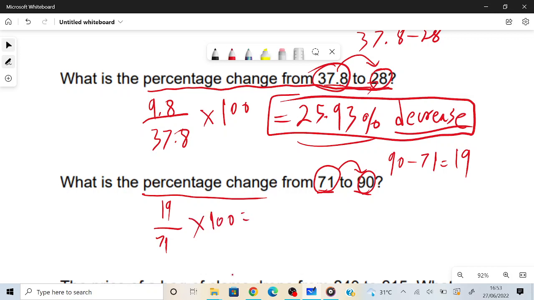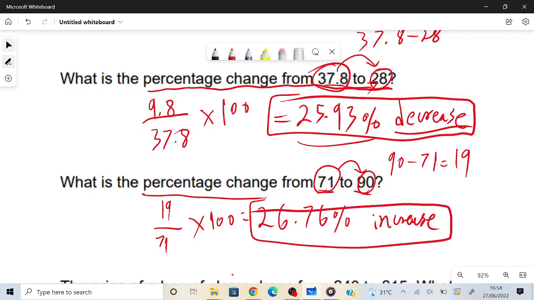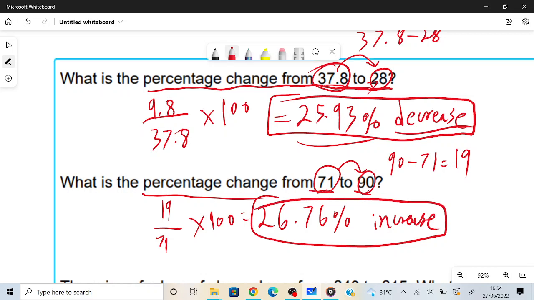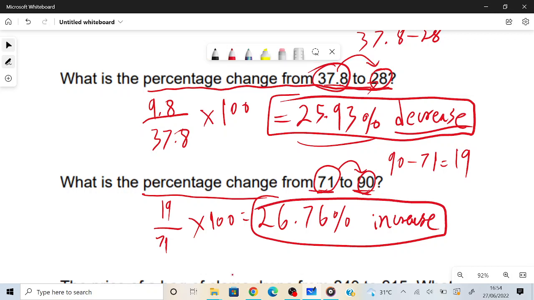And let's quickly do that. 19 over 71 times 100, and I am getting 26.76, 2 decimal places, percentage increase this time. Why increase? Because the value is obviously increasing when it goes from 71 to 90. And again, you just find the difference between the two numbers, use that as a numerator over here, take your original quantity, which is 71, and times it by 100.